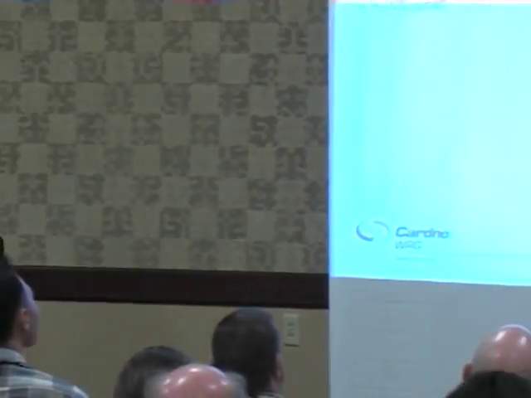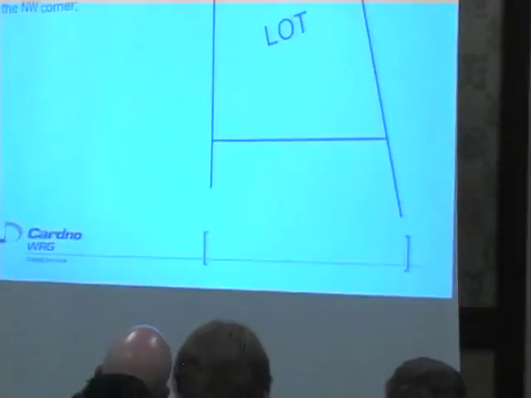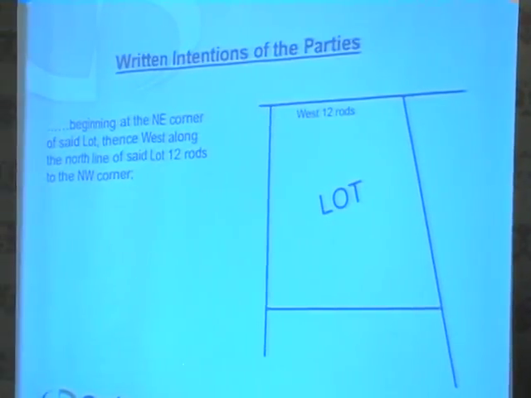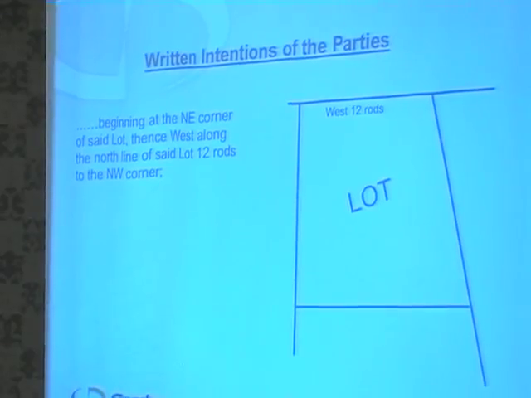So moving along that list of items, written intentions of parties. I may have to step this up a little. Cool little parcel of ground. Beginning at the northeast corner of the lot, going west, 12 rods. And by the way, just because we don't use rods anymore, or perches, or furlongs, doesn't mean you're not going to find them in the legal descriptions, because they're all there, believe me.